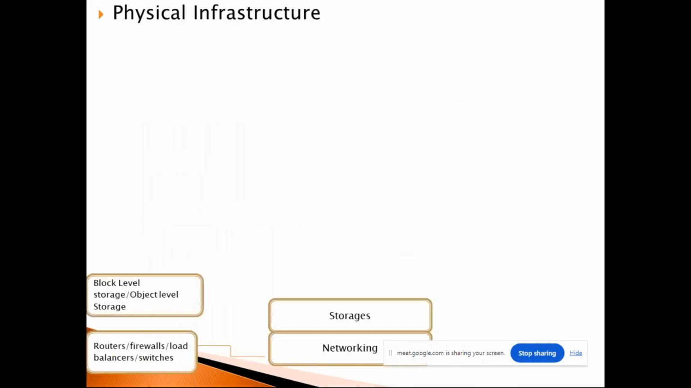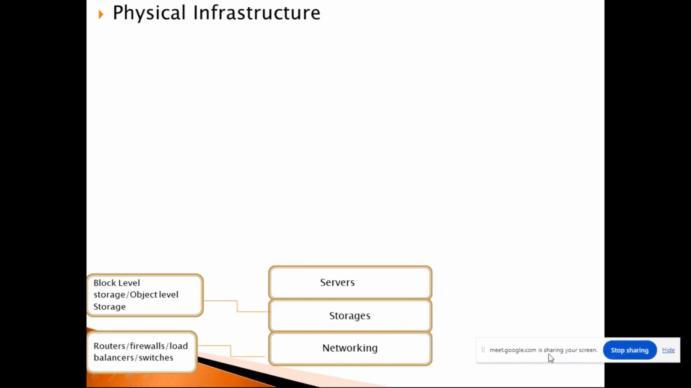So physical infrastructure requires networking like routers, firewalls, load balancers, switches. All this comes under networking. And storage. Storage has two types: block level storage and object level storage. What is block level? What is object level? Going forward, we'll discuss.